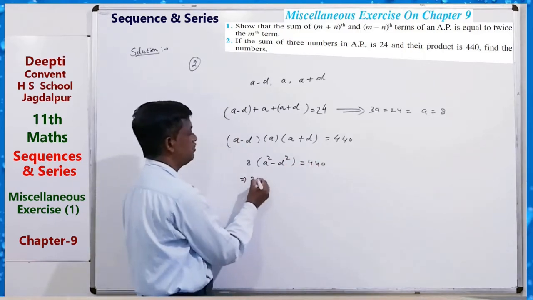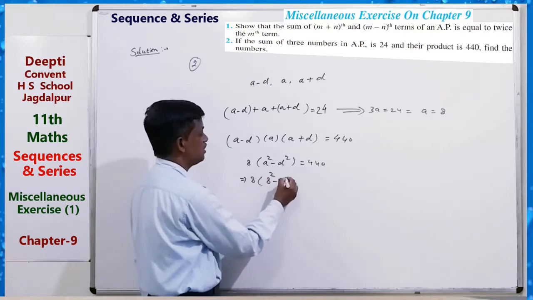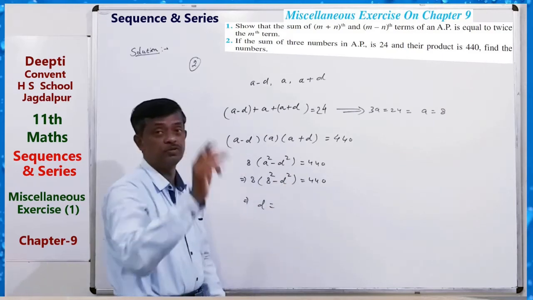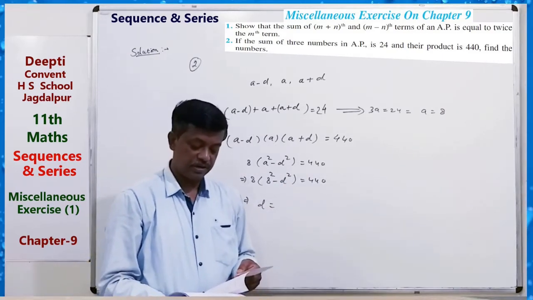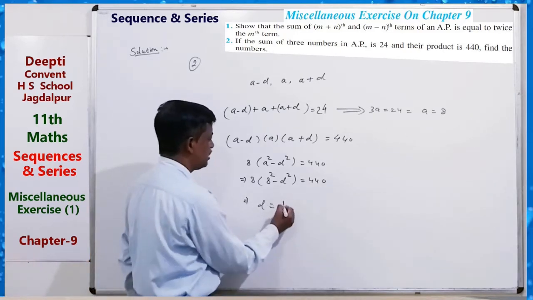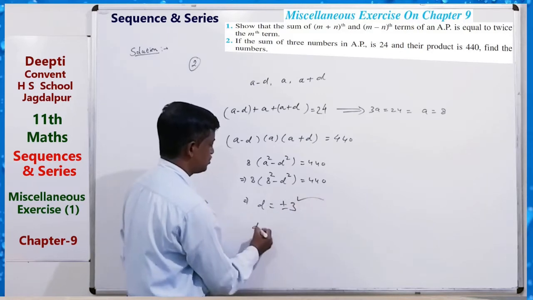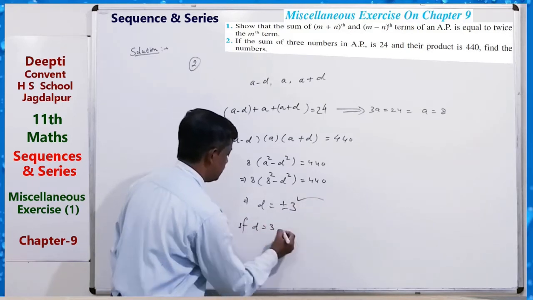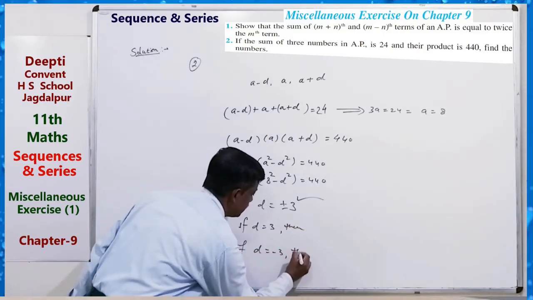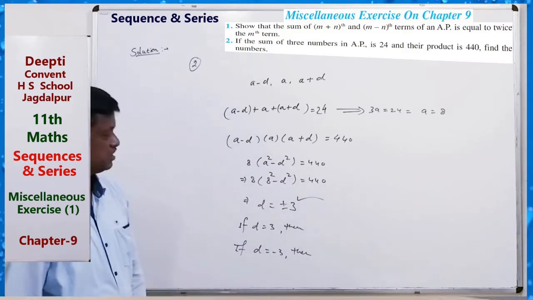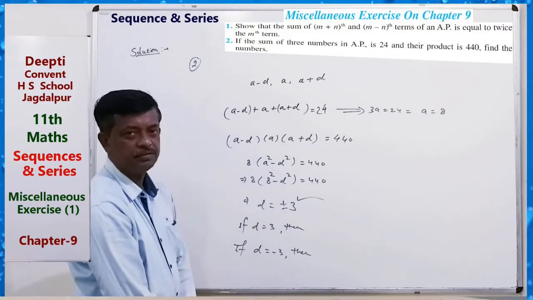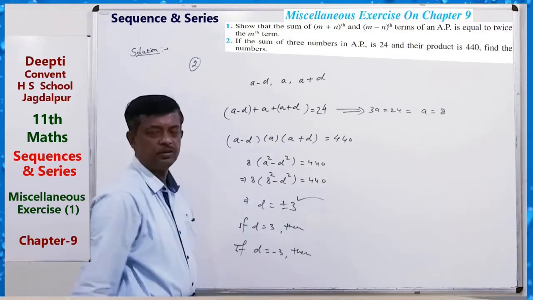From here we can find A, that is 8. 8 into (8 square minus D square) equals 440. So from here we can find the value of D, 2 values of D. Okay. So D equals plus minus 3. D equals plus minus 3. So you can get like this. So D equals plus 3, then if D equals minus 3, then you can write plus 3 and minus 3. Just solve it for finding the value of D. Second degree, so D equals plus 3 and minus 3.